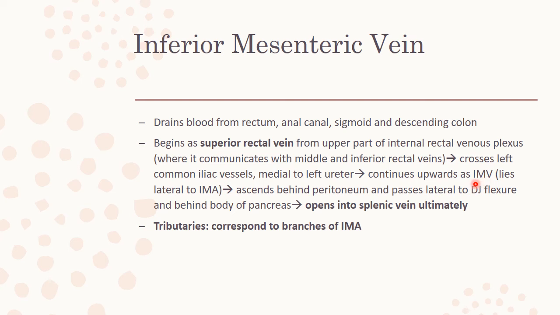We have a similar course for the inferior mesenteric artery. Once it crosses these left common iliac vessels, it becomes the superior rectal artery. The opposite course holds for the vein: the superior rectal vein crosses the left common iliac vessels medial to the left ureter and continues upwards as the inferior mesenteric vein, which is lying lateral to the inferior mesenteric artery. This then ascends behind the peritoneum and passes lateral to the duodenojejunal flexure and behind the body of the pancreas, and ultimately this will open into the splenic vein, which as we know will anastomose with the superior mesenteric vein. The tributaries of the inferior mesenteric vein correspond to branches of the inferior mesenteric artery.